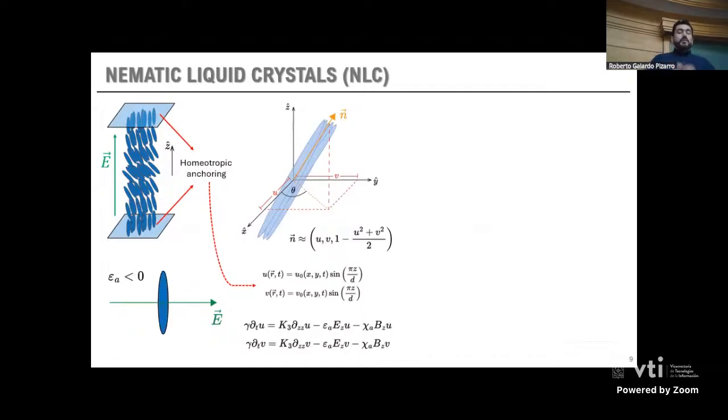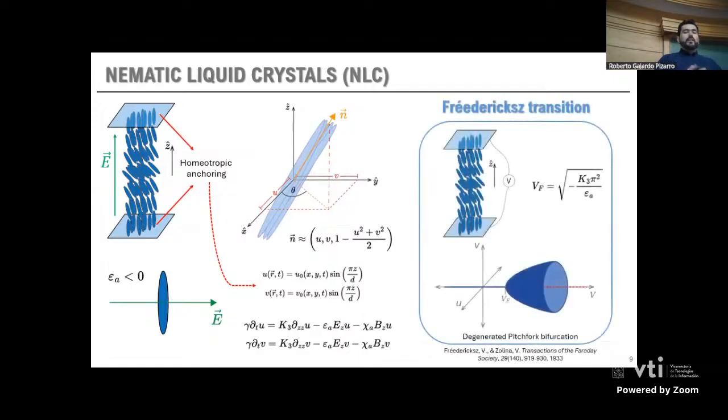So in particular, if we use no magnetic field and we use an electric field that is only perpendicular to the plate, we will have that for an intense enough electric field, that here I am modulating using a voltage difference between the two plates, we will have a transition from this vertical direction to a tilted direction in every point of the cell. This is called the Freedericksz transition.